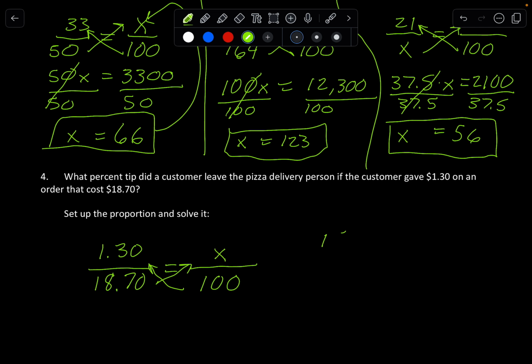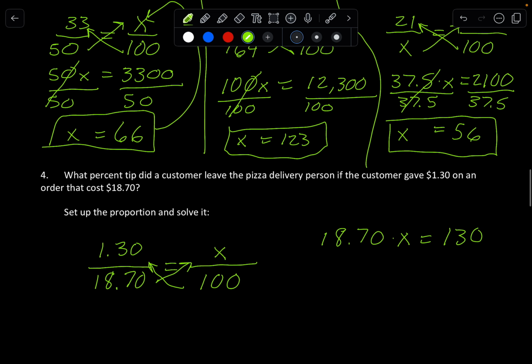So I'll have 18.7, you can do 18.70 if you want, times x. And that's got to be equal to what you get on the other side, 100 times $1.30. That one would be 130. That's 100 times 1.3, or $1.30. Then what we'll do is divide both sides by $18.70 to get the percentage.